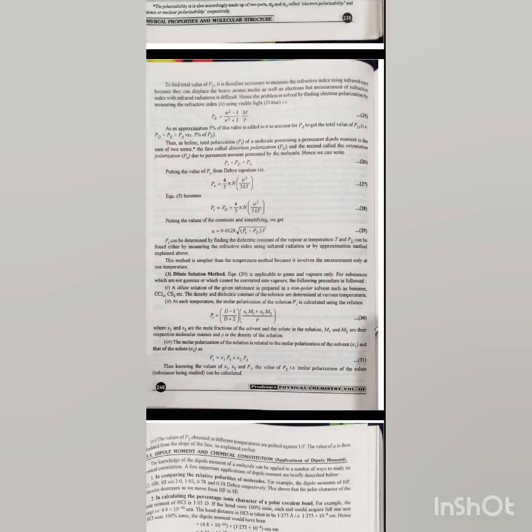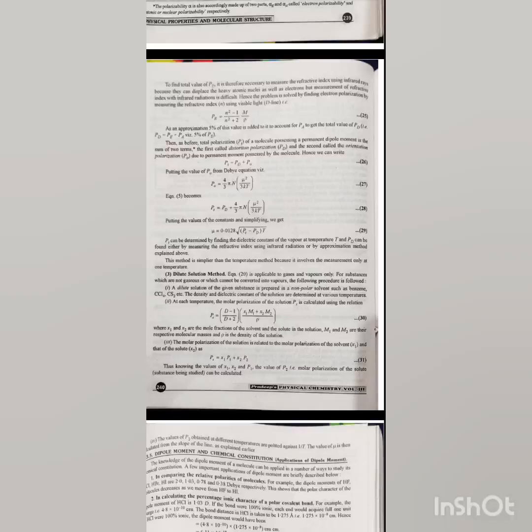Pt can be determined by finding the dielectric constant of the vapor at a temperature T, and Pd can be found either by measuring the refractive index using infrared radiation or by the approximation method explained above. This method is simpler than the temperature method because it involves the measurement only at one temperature.